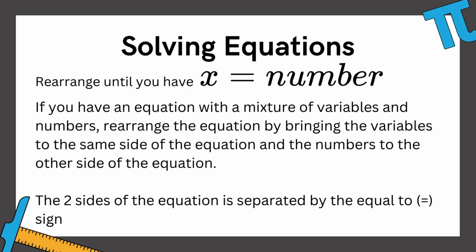So solving equations: when you have an equation that has a combination of variables and numbers, what you have to do is to rearrange them until you're able to have the variables on one side of the equation and the numbers on the other side of the equation. The two sides of the equation are separated by the equal to sign.